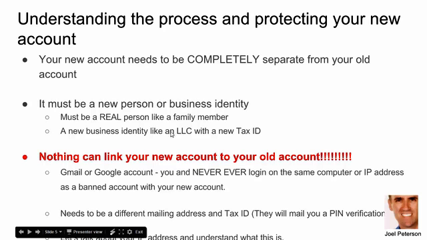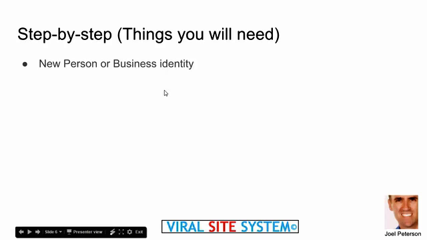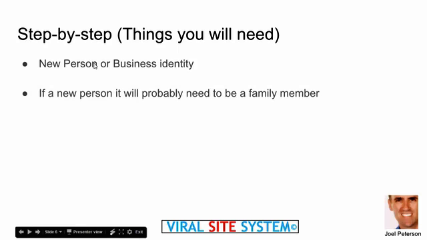Okay, so I'm going to talk about how to overcome that. It's not hard. I really want to warn people so they understand the seriousness of it, and then I'm going to show you how easy it is to overcome it. All right, so here we go, step by step. Step 1, set up your new person or business identity. It cannot be a fake person. It has to be a real person that has a tax ID number or a business identity.